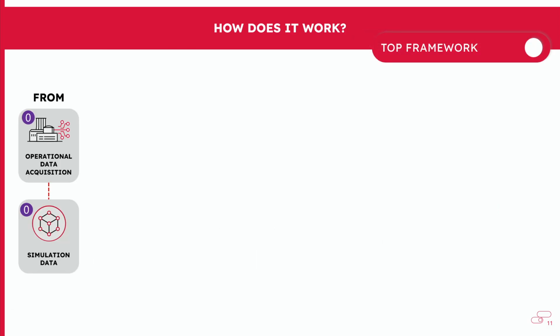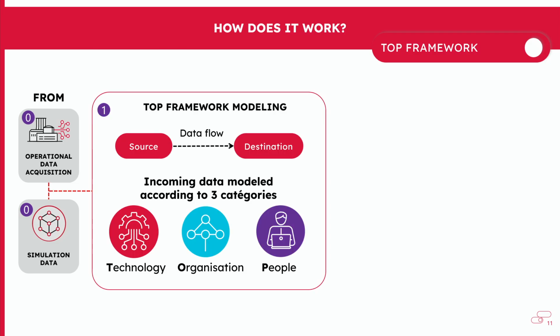Let's talk about it a little bit further. This TOP framework allows us to model all the dimensions in this information system, either technology, organization, or people, into an element called source and an element called destination, and we're going to have an arrow for the data coming from one to the other.